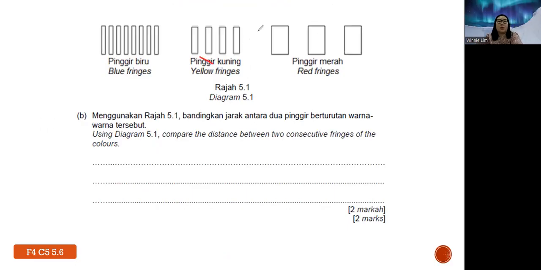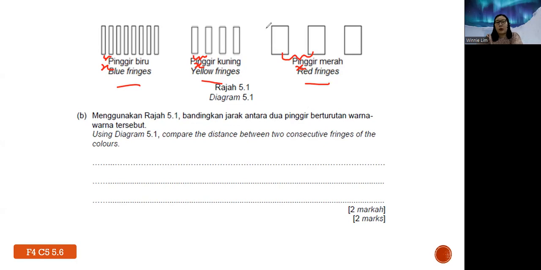So it means they want you to compare what we call X. This is called X, the distance between two consecutive fringes. So obviously red fringes have the longest, followed by yellow, followed by blue. So this is the first answer, right? You compare among the three colors.